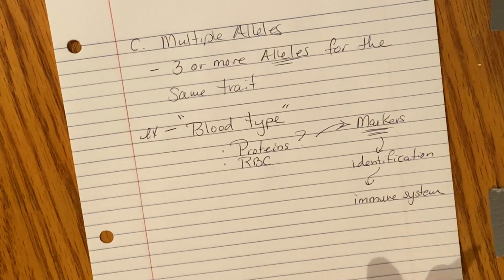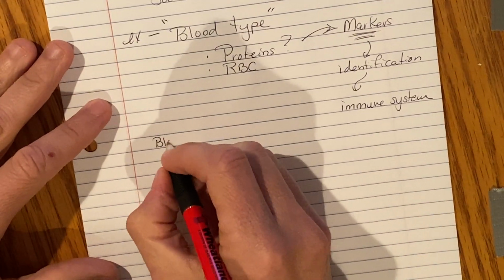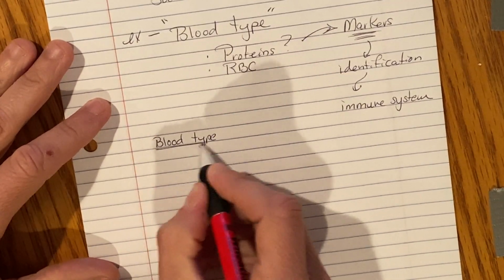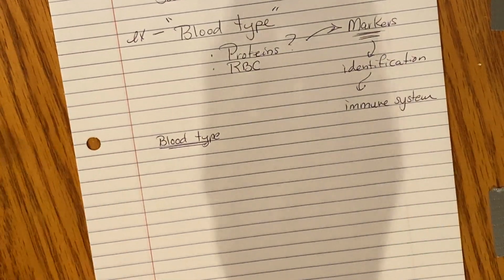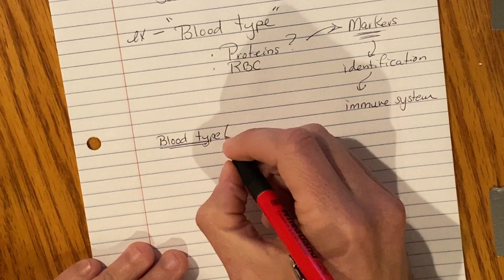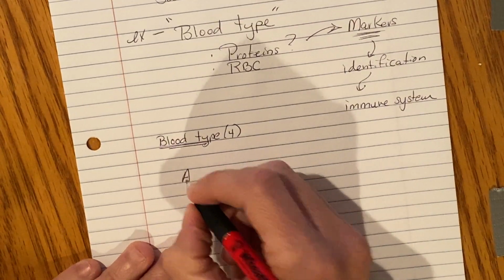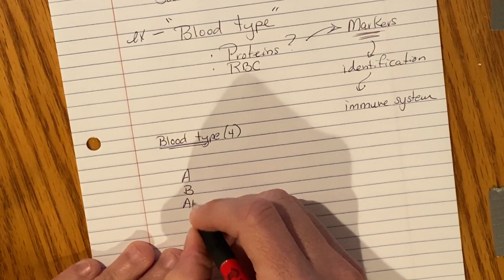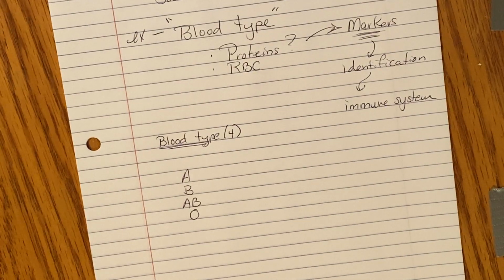Okay, now let's do this. We're going to come right here. We're going to do blood types. This is something that you all know. Now, obviously, if we were in school, I would question you about this and ask you, but we're not going to be able to do that. Now, there are 4 human blood types. Those blood types are A, B, AB, and O. Those are the 4 human blood types.